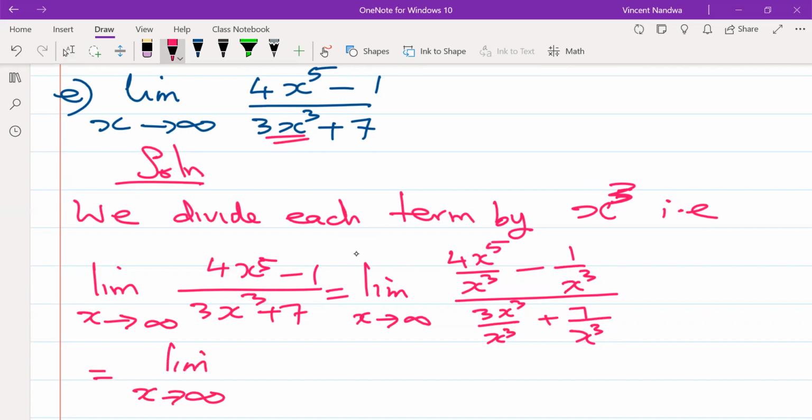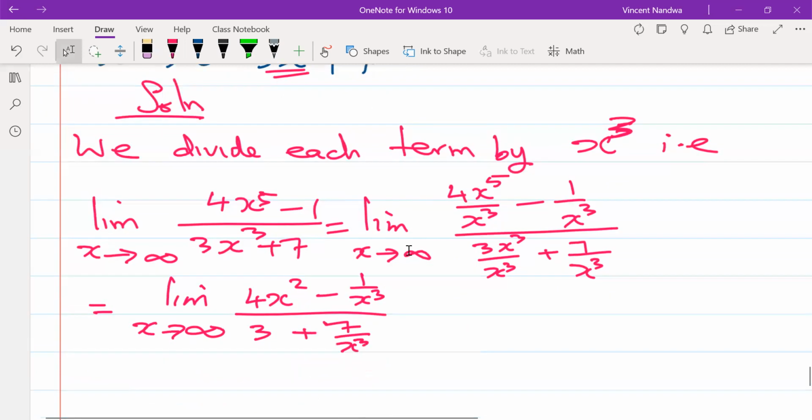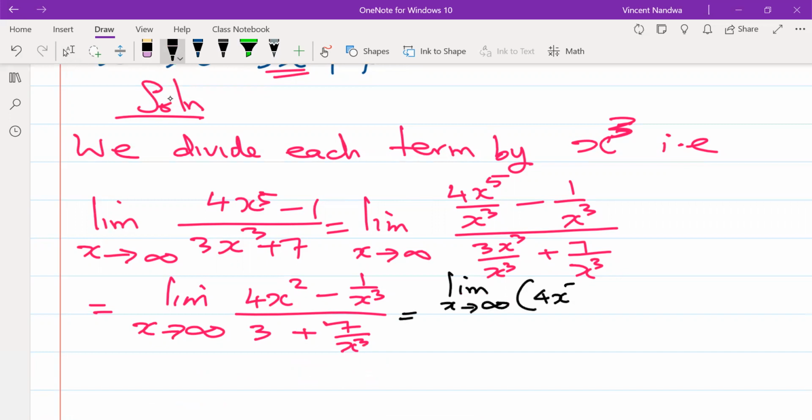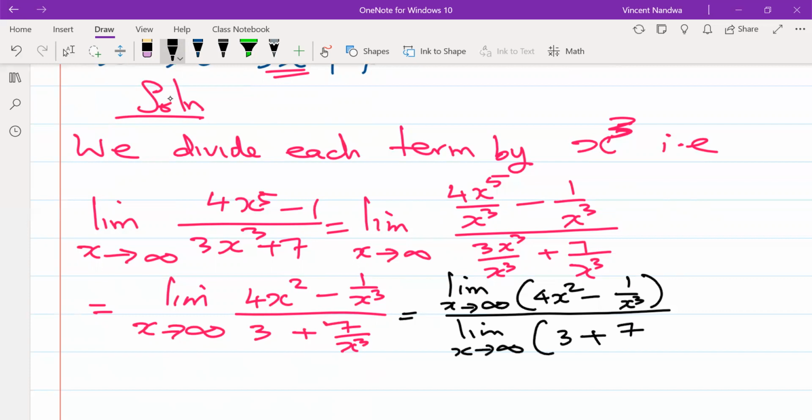So limit as x approaches infinity, the first term in the numerator will be 4x squared minus 1 over x cubed, over 3 plus 7 over x cubed. So limit as x approaches infinity of 4x squared minus 1 over x cubed, over limit as x approaches infinity of 3 plus 7 over x power 3.